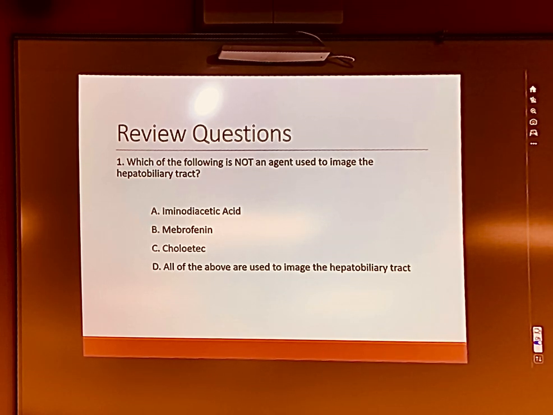Which of the following is not used to image the hepatobiliary tract? D, all of them are. Colotec, mebrofenin, they're both IDA compounds. All of those are used. Right? Any kind of an IDA compound, Colotec, mebrofenin, they're all IDAs.